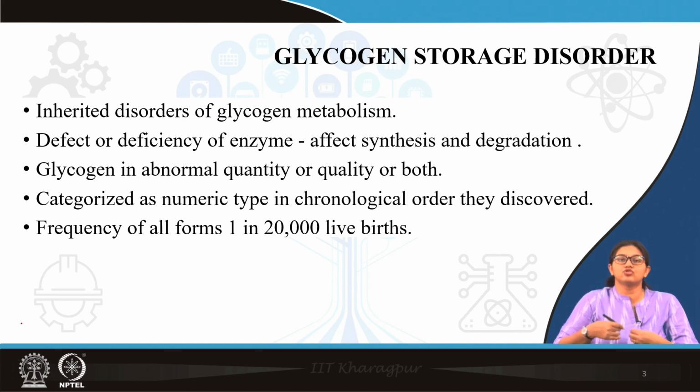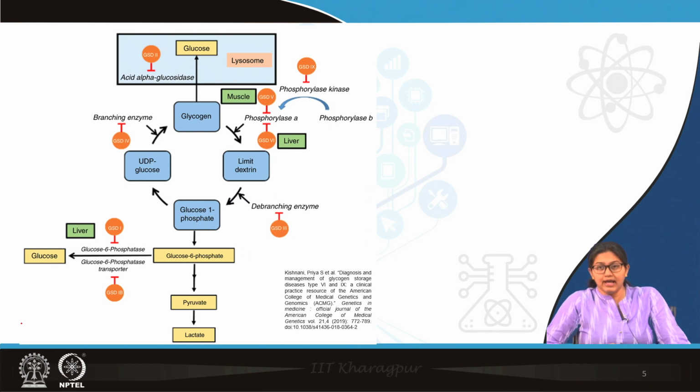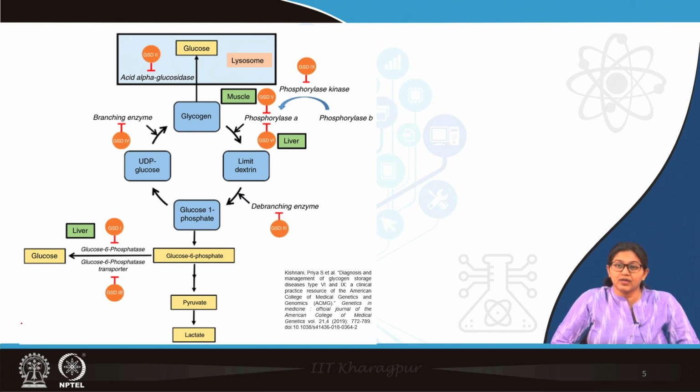Now, these glycogen storage disorders are named with numeric types in chronological order, in the order in which they were discovered. The frequency of these glycogen storage disorders is mostly 1 in 20,000 live births. So, let us see what are the different enzymes we discussed in the previous class, which were involved in glycogen synthesis as well as breakdown.